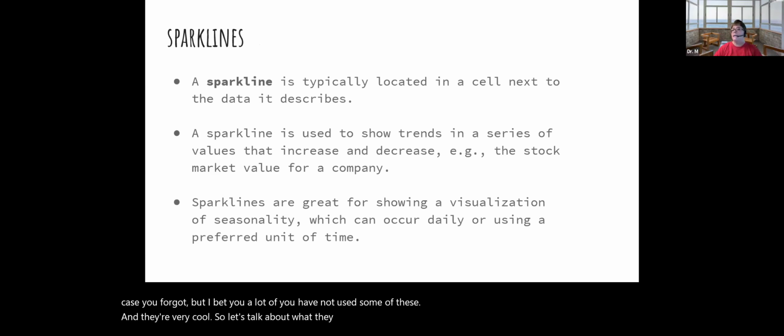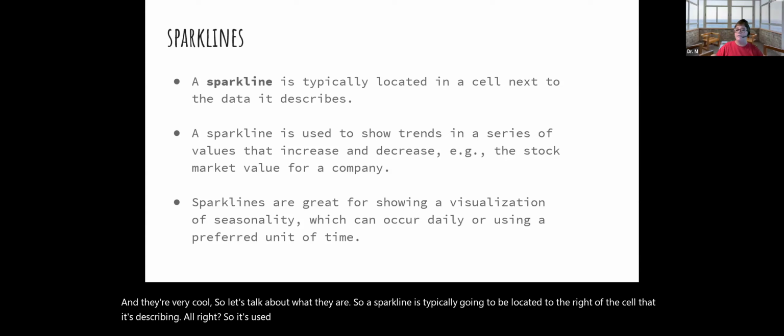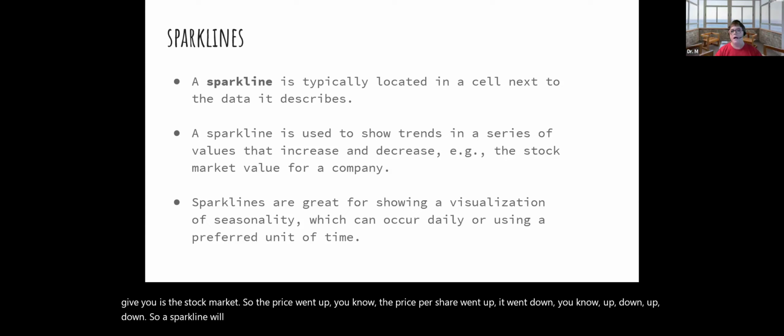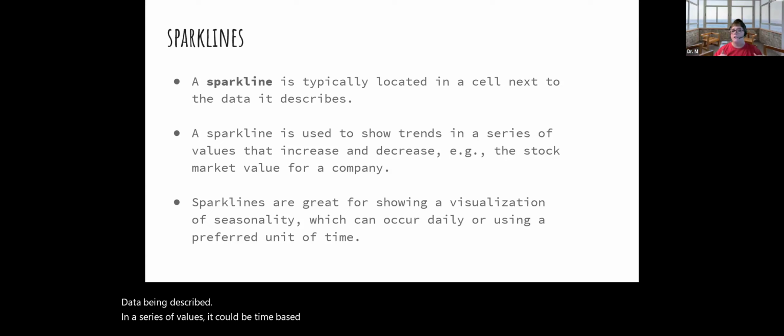So a spark line is typically going to be located to the right of the cell that it's describing. All right. So it's used to show trends in a series of values, like increases, decreases. The best example I could give you is the stock market. So the price per share went up, it went down, up, down, up, down. So a spark line will show those trends over time. So anytime you think about data being described in a series of values, it could be time based, it could be dollar value based. So spark lines are often used to show seasonality.